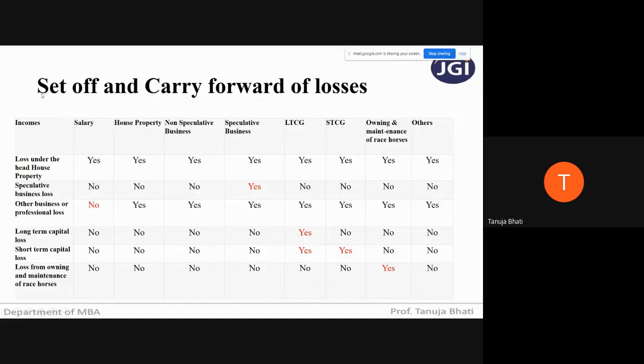Now let us see the carry forward of losses. We have completely understood the set off part. Under set off, we have understood the meaning of set off, what is inter source set off, and what is inter head set off. Now carry forward of losses is nothing but when the profits of a particular year are insufficient, the loss cannot be set off, so the loss has to be carried forward. And if it has to be carried forward, for how many years can you carry forward the loss? So let us see that.